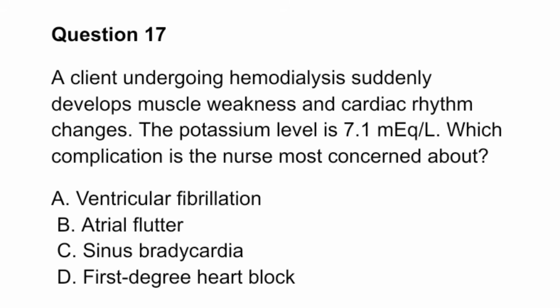Question 17. A client undergoing hemodialysis suddenly develops muscle weakness and cardiac rhythm changes. The potassium level is 7.1 milliequivalents per liter. Which complication is the nurse most concerned about? A. Ventricular fibrillation. B. Atrial flutter. C. Sinus bradycardia. D. First-degree heart block.